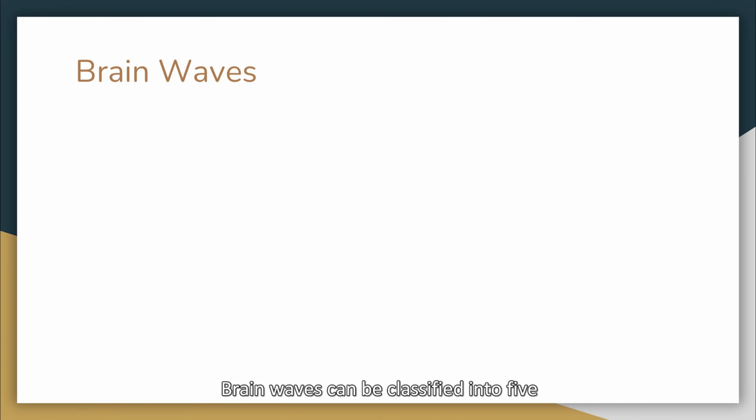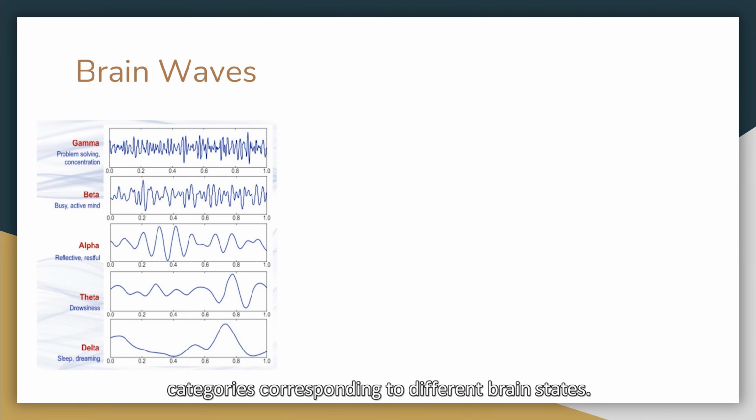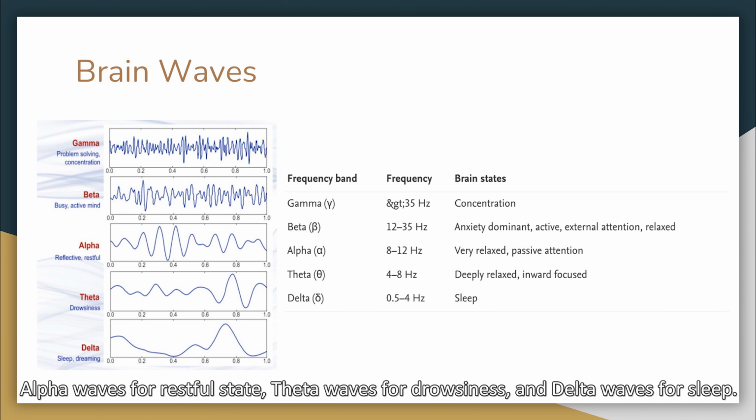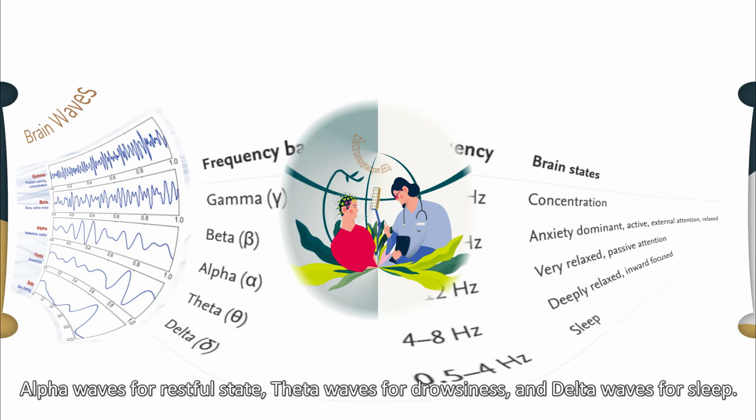Brain waves can be classified into 5 categories, corresponding to different brain states. We have gamma waves for concentration state, beta waves for active mind, alpha waves for restful state, theta waves for drowsiness, and delta waves for sleep.